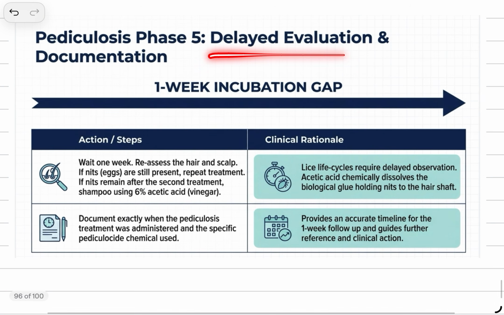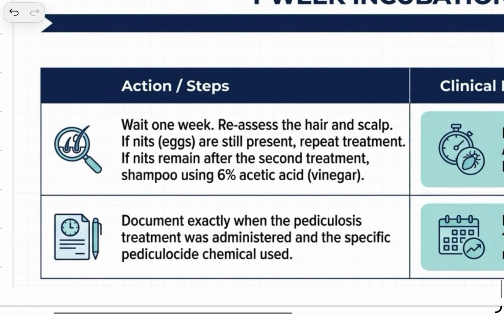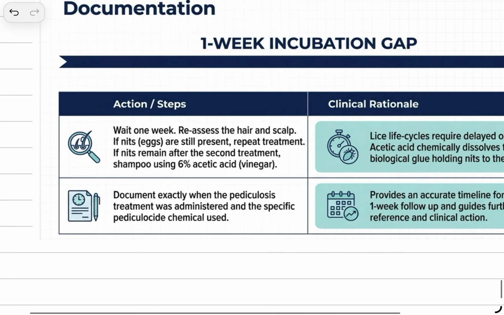Now one week after, we need to assess again. Why do we need to assess again? Okay sir, we have killed the terrorist called what? Lice. We have killed the lice. What about their eggs? When we assess, their eggs will be very minute, and after a week they may become big. So we need to wait for one week and reassess the hair and scalp for the nits. For the nits we need to reassess again.